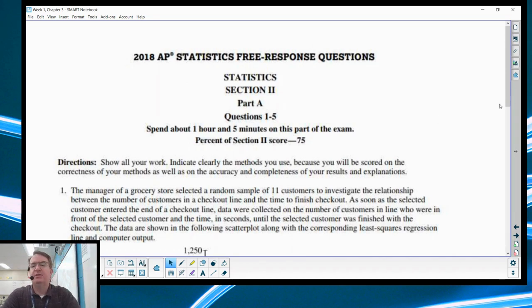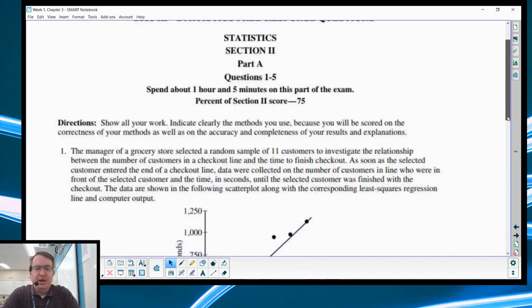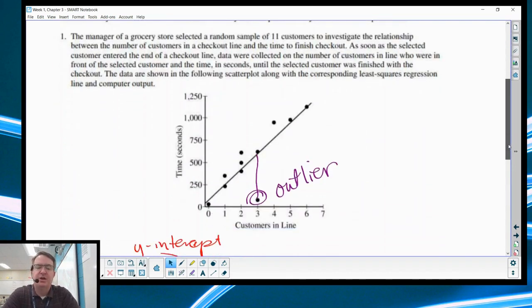AP Stats. It was actually exam. It was actually the first question out of the box. And so a grocery store manager selected 11 customers to investigate how long it took for the customers to get through the checkout line. So they gave this data here along with the least squares regression line.